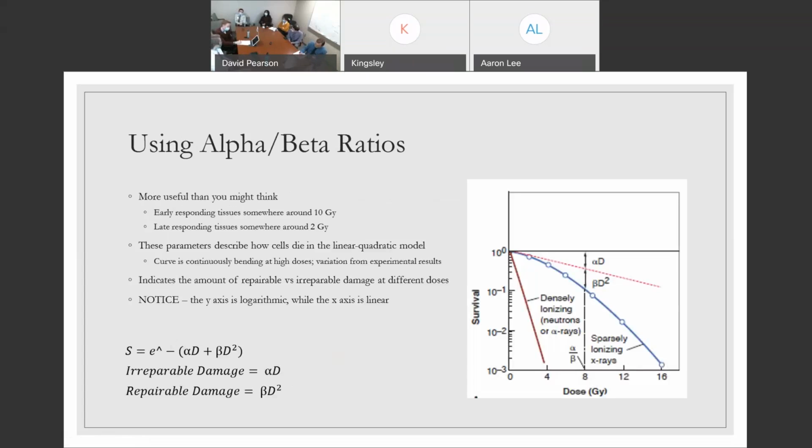Correct me if I'm wrong here, but isn't beta for double strand breaks? How would that be the repairable damage? So beta is multiplied by dose squared, which indicates that it was breaks from 2 separate events not occurring at the same spot. Okay.